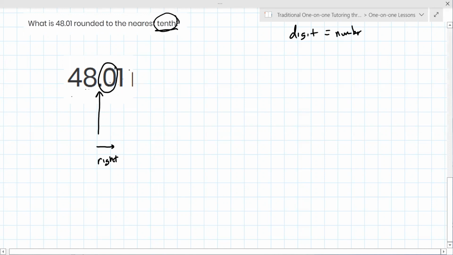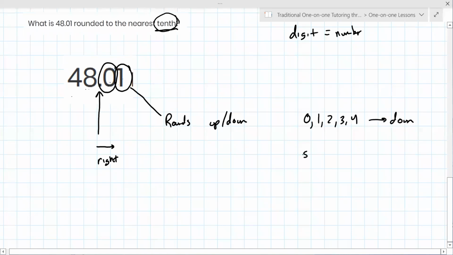So then you have to look one more to the right. And this number here, this 1, you have to decide if this rounds up or down. And we said before, if it's 0, 1, 2, 3, or 4, it rounds down. Or if it's 5, 6, 7, 8, 9, it rounds up. You got to decide, is it rounding up or down? You said down. I agree.